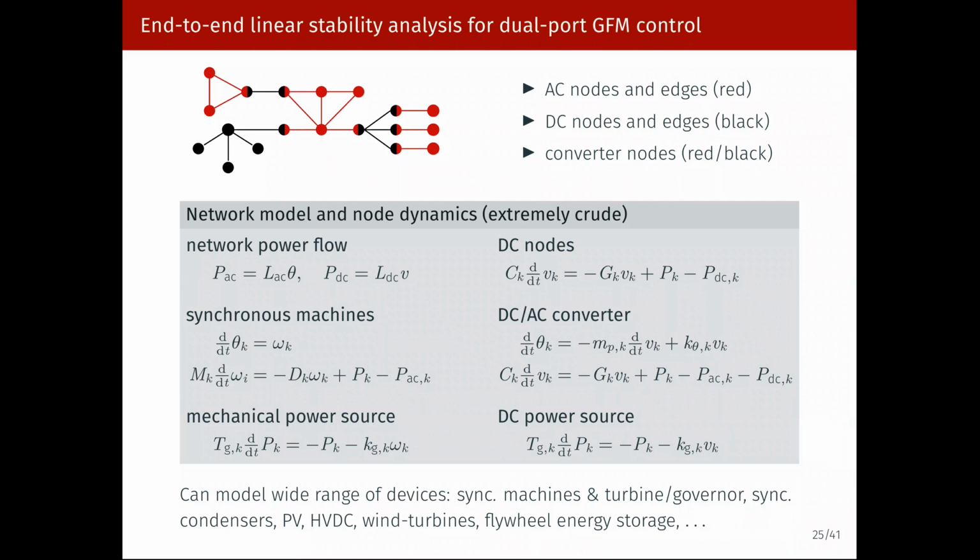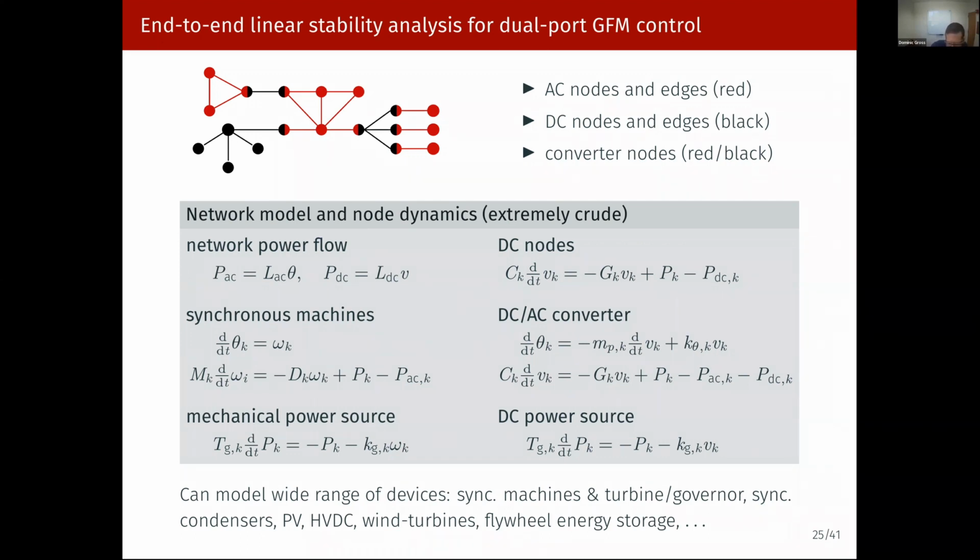Could you speak a little to how you choose the granularity of these models? For instance, when you're modeling a synchronous machine, using swing equations versus using a more higher order model. So how do you go about choosing that for this analysis, when you're trying to do an end-to-end stability analysis? So here we really just went with the simplest models that could be justified, just to simplify the analysis a bit.